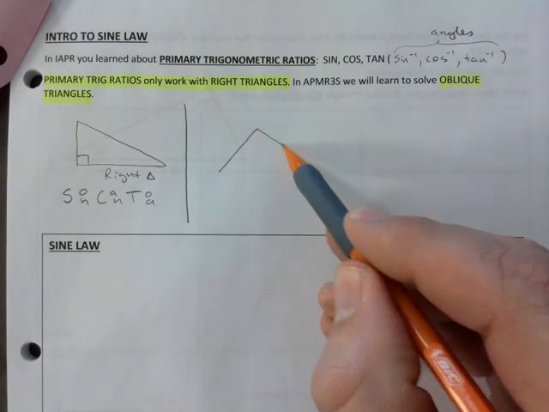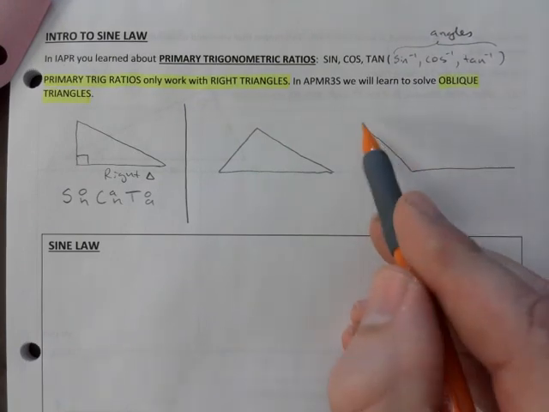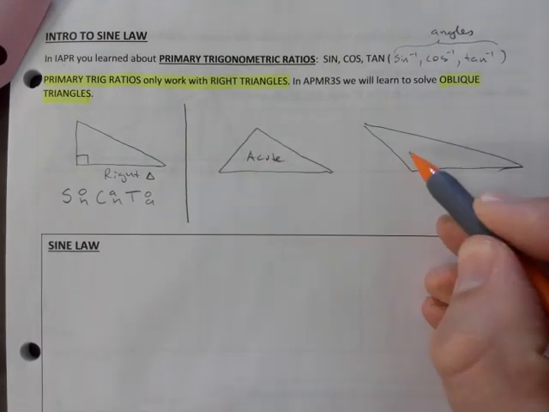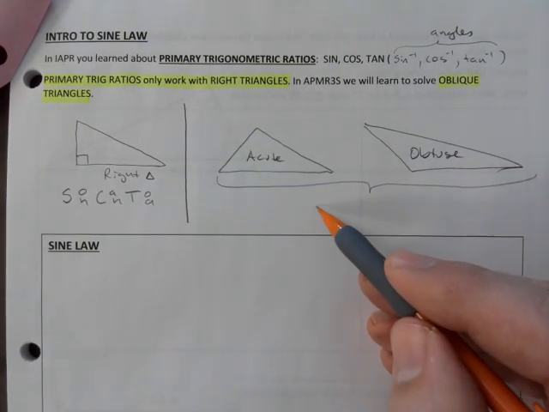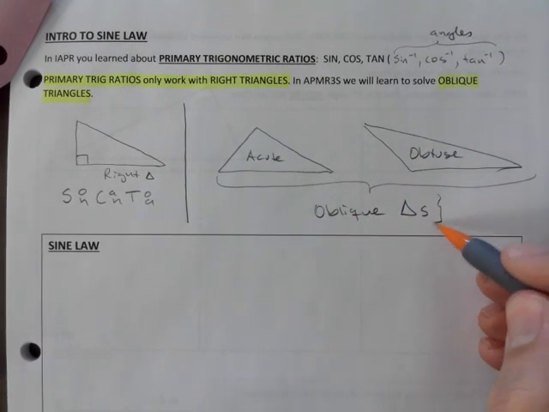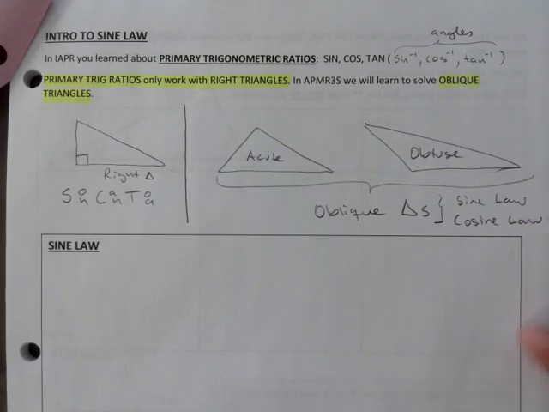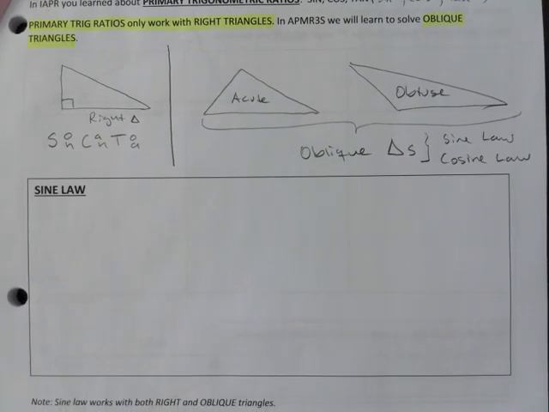The ones you're going to see mostly are these kinds. They look like that. So you might have an acute or obtuse triangle. Anything that isn't a right triangle is called an oblique triangle. For those, we're going to use sine law as well as cosine law. You don't have any other option. I'm going to introduce you to the sine law today, and tomorrow cosine law.